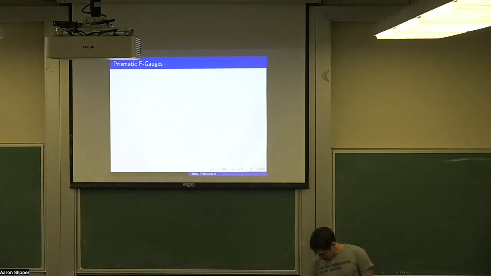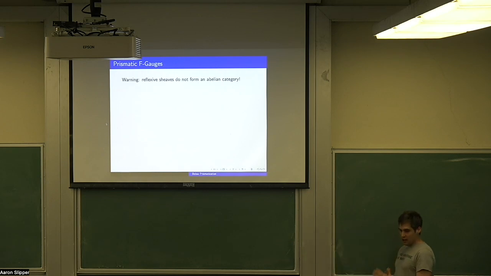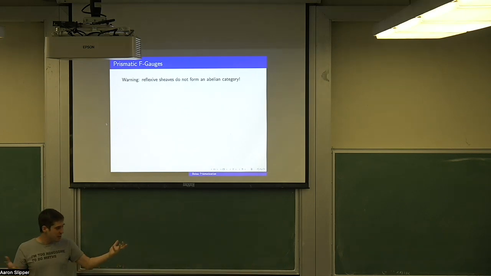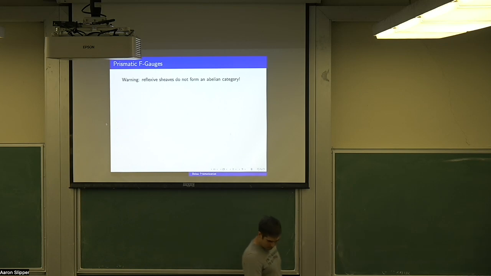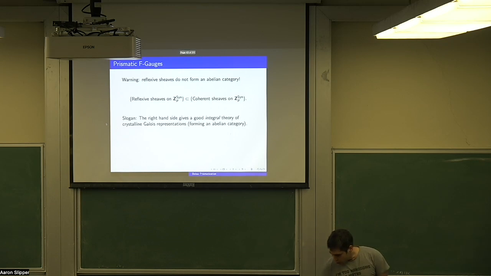So how can you think about this? Well, just an observation: reflexive coherent sheaves don't form an abelian category. Even vector bundles don't form an abelian category. And they sit inside a larger category of all coherent sheaves, which does form an abelian category. That's a nicer place to work.